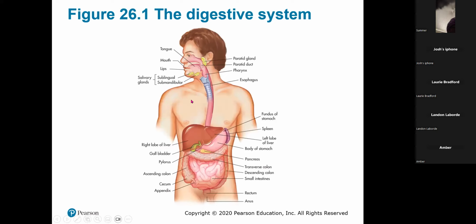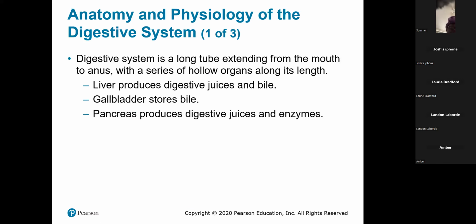All right, so we have Figure 26.1, which is showing you the digestive system, all diagrammed and labeled out. So let's look at the anatomy of our digestive system. And I'm sorry, I don't know why this won't go back up and away. I apologize. Stuck with that bar on my screen and it's messing with me a little bit.